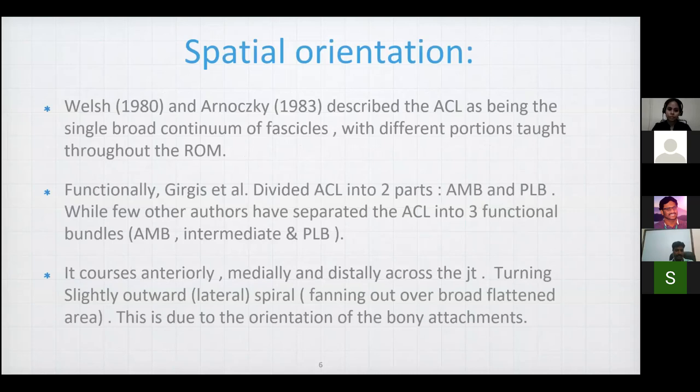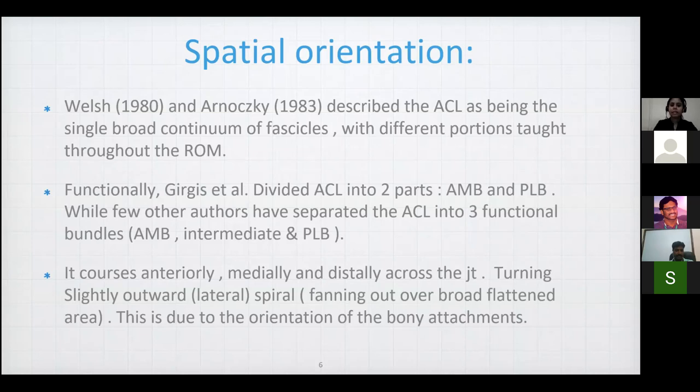Spatial orientation. Welsh and Arnoczky described the ACL as being a single broad continuum of fascicles with different portions taut throughout the range of motion. So the ACL is functional throughout the knee range of motion, in both flexion and extension. How it is a continuum throughout the range of motion, that we will see now.